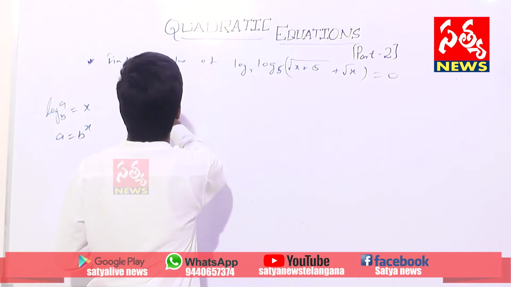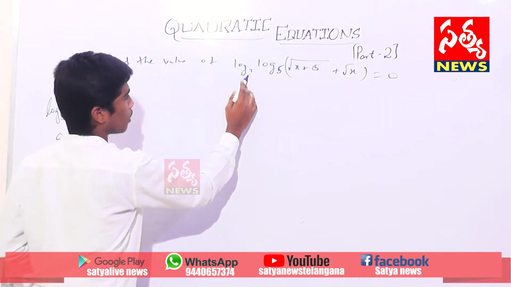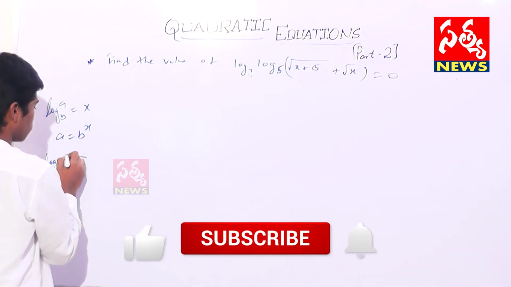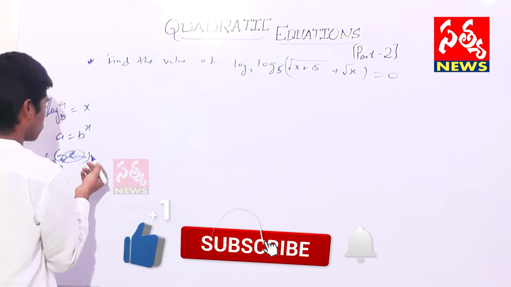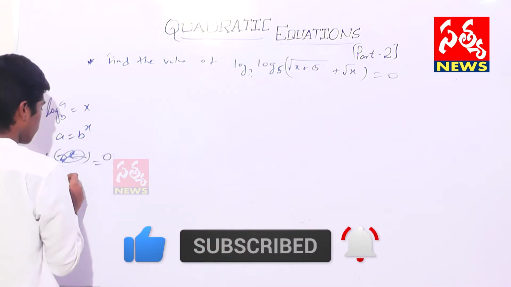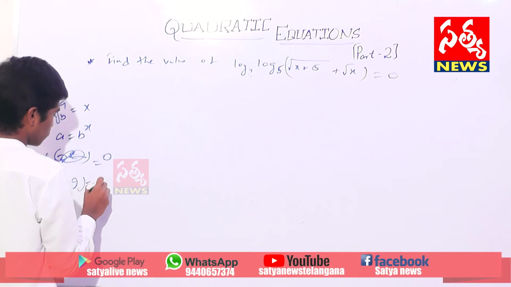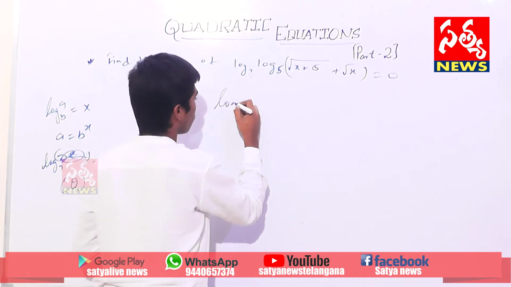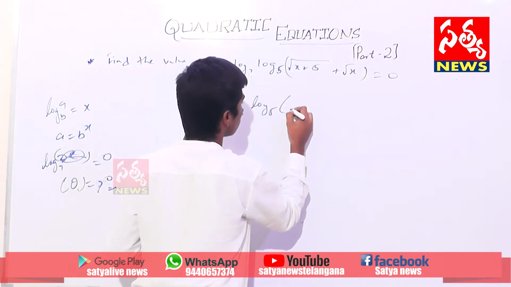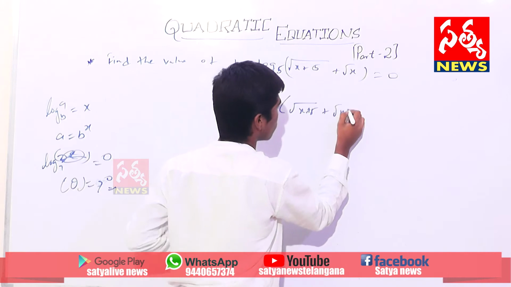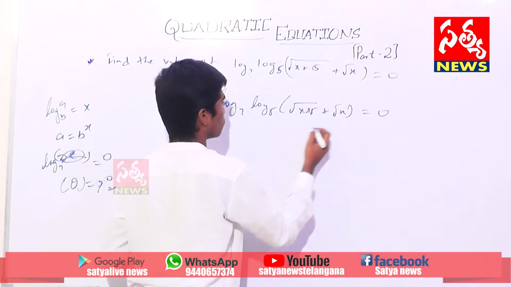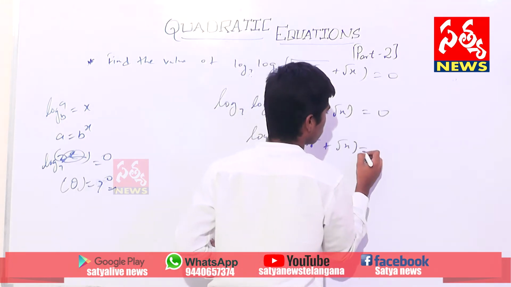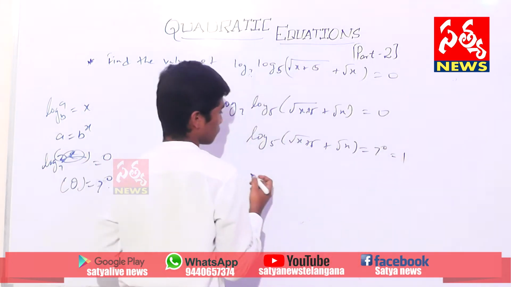find the log 7. See, log 7 something equal to 0. If you take this something as theta, equal to 0, we get theta is equal to 7 power 0. 7 power 0 is 1. So see here, log 7 of log 5 of root (x plus 5) plus root x is equal to 0. If you take 7 to the RHS, the log 5 of root (x plus 5) plus root x is equal to 7 power 0, which is nothing but 1.